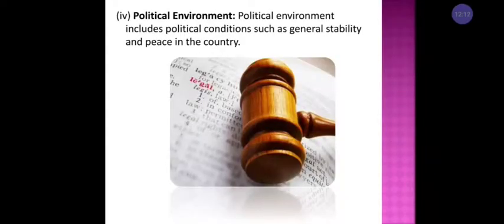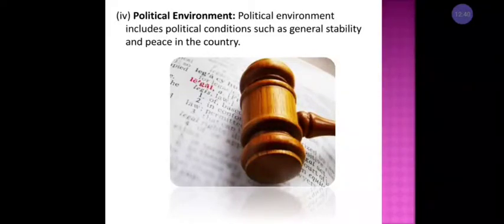And next one, political environment. What is the political environment? It all depends upon the political party. In any country, the political party should be stable, it should not be dynamic. That means it should not keep on changing. If they keep on changing, the country's productivity or different factors may be affected.